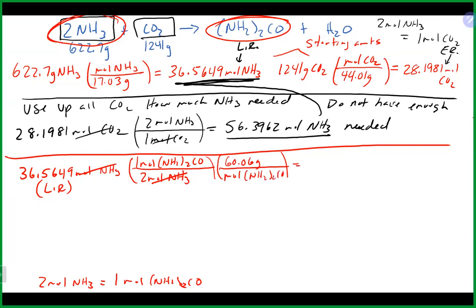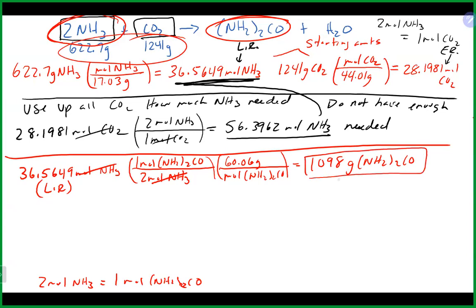And that would get us 36.5649 times 6006 divided by 2 gets us about 1098 grams of our product here. And we do want to kind of clean it up. So since really the numbers they gave us was about 4 significant figures there, that actually looks cleaned up enough, actually. So that will work. 1098 grams, which would be our theoretical yield in grams. Any questions on those steps?